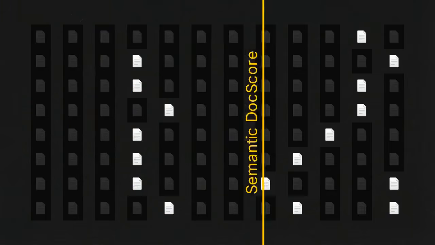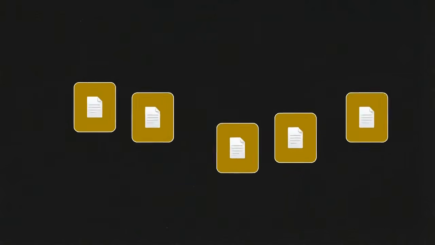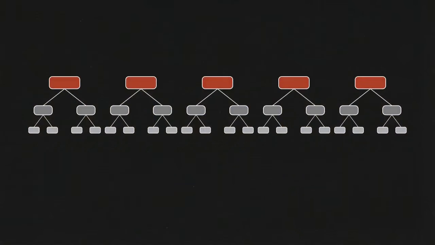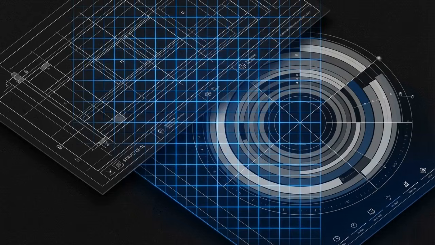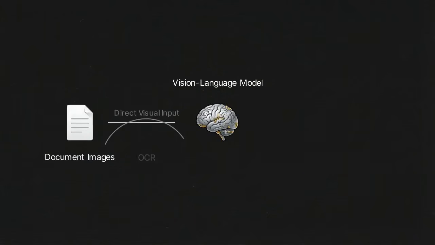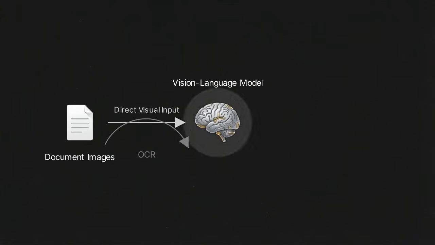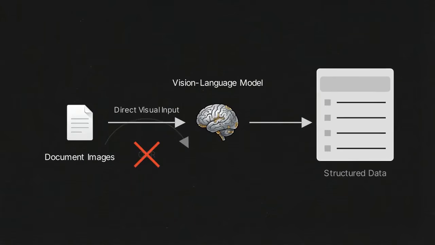When scaling to thousands of documents, you can use multi-doc search strategies. This involves using SQL queries to filter structured metadata or calculating a semantic doc score to rank the most relevant files before the deep tree search even begins. And if you are dealing with visual data, the framework supports vision-based RAG. It passes document images directly into a vision language model, skipping optical character recognition entirely.